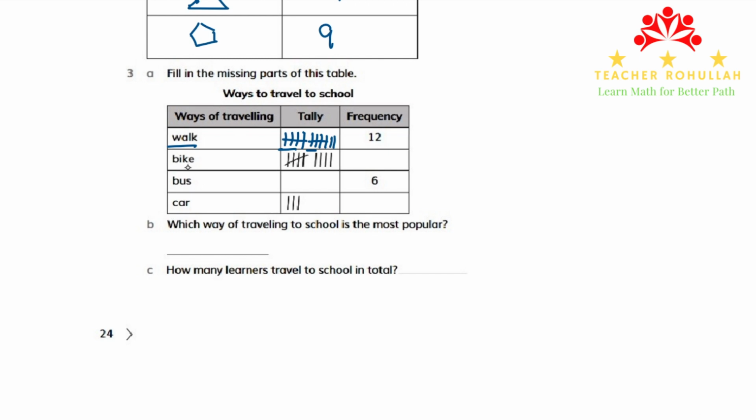The second type is bike. It means they use bike to go to school. How many students use bike? 9 students use bike. So I will write 9 in the frequency table. The students who use bus are 6. So again, we use tally marks here. 1, 2, 3, 4, 5, and 1. 5, 6. And the students who use car are 3. So 3 students use car.